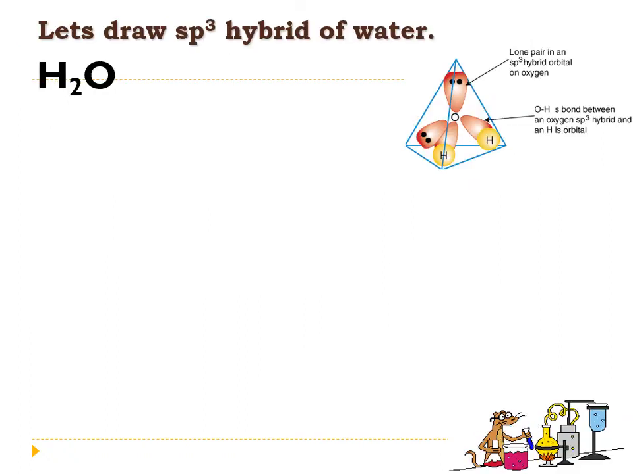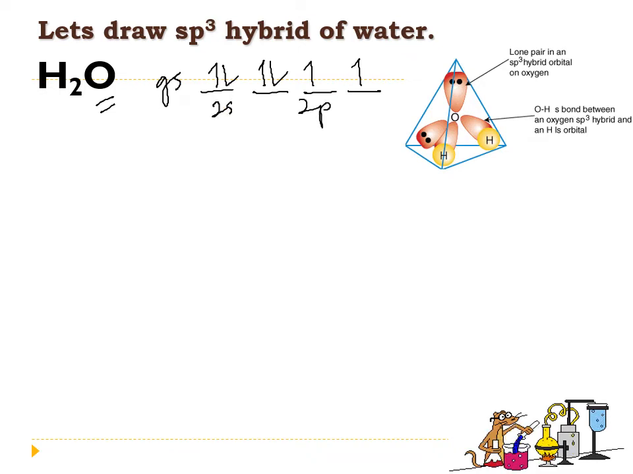The next example is for water. Let's look at the central atom oxygen. At ground state, oxygen has 1, 2, 3, 4, 5, 6 electrons. We apply Hund's rule here. Excited state, it's not going to go anywhere, just the same.